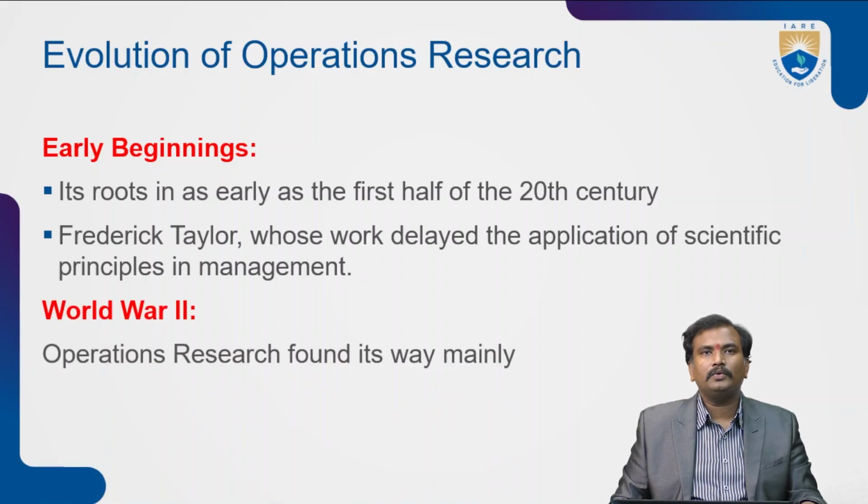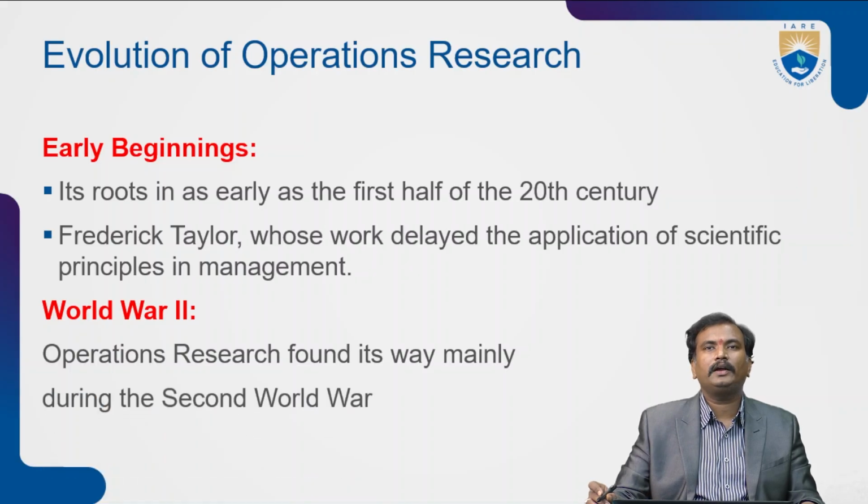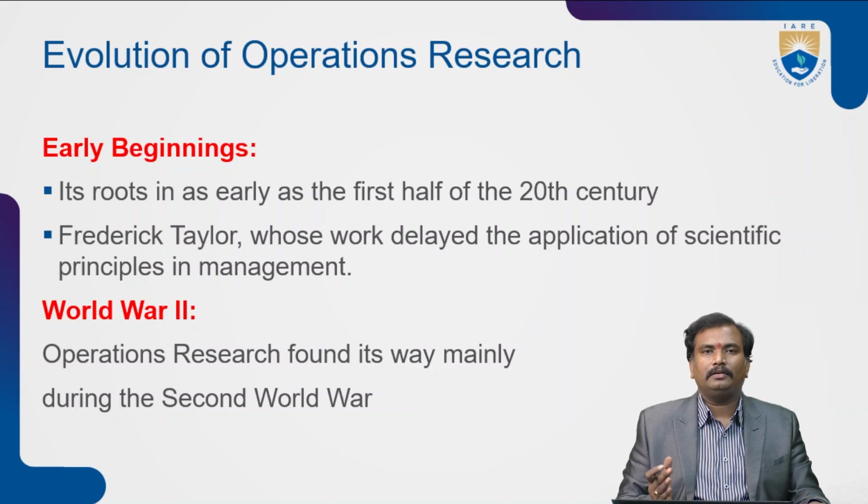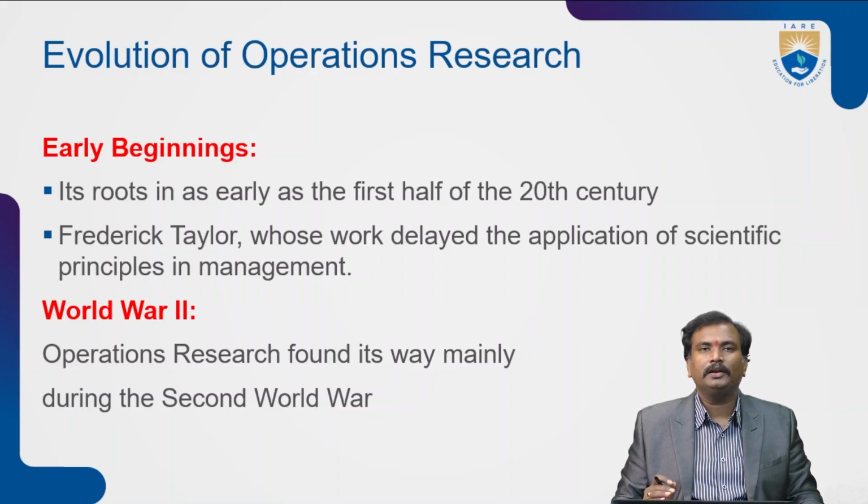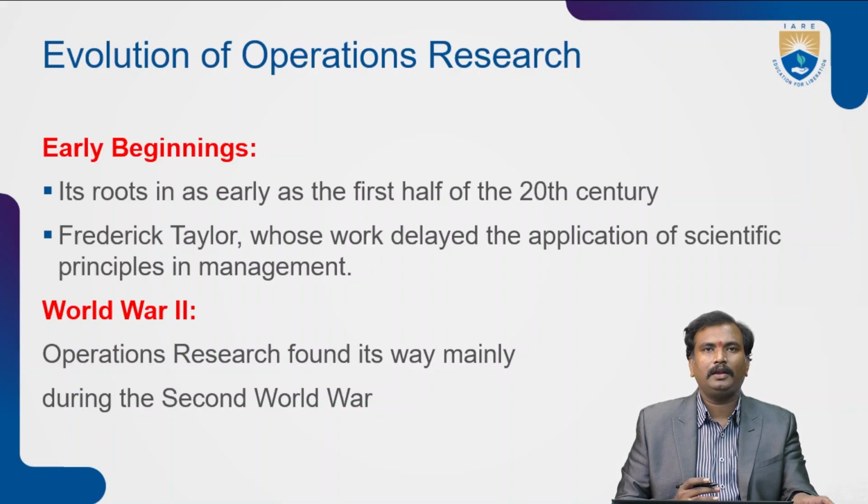And in World War II, operations research found its way mainly during the Second World War, because in order to optimize whatever appliances or guns they were using, we had to use them in an optimized way, because we don't know when it is going to stop. So we have to continue continuous production of all the bullets, everything. That's why operations research found its way mainly in the Second World War.